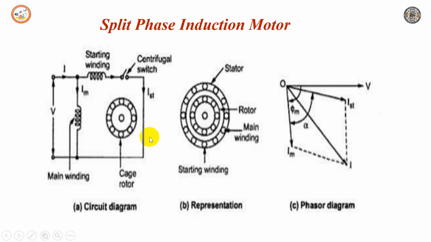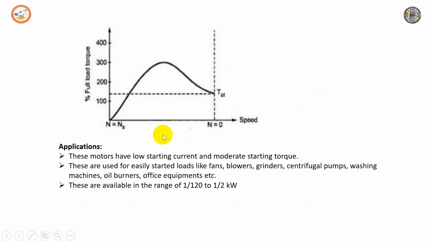The torque speed characteristics is as shown here. If you look at this, the starting torque T_ST is proportional to the split angle alpha. So if alpha increases, the torque also increases. But the split phase motor gives poor starting torque, which is 125 to 150% of full load torque.